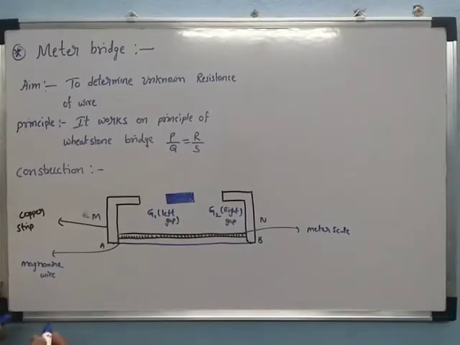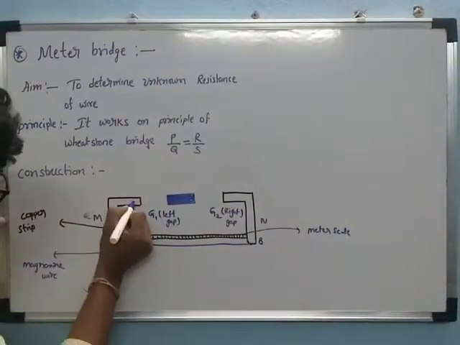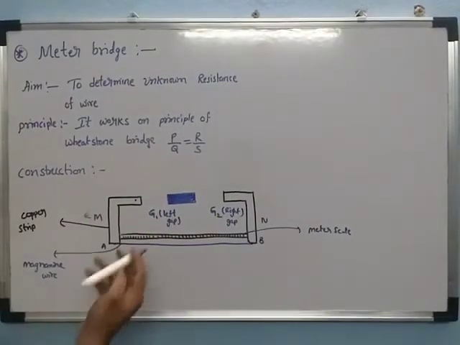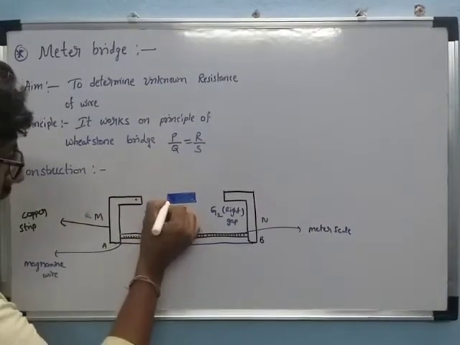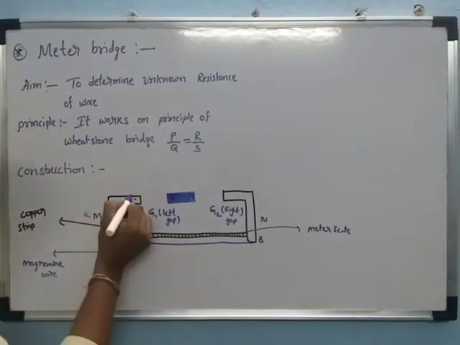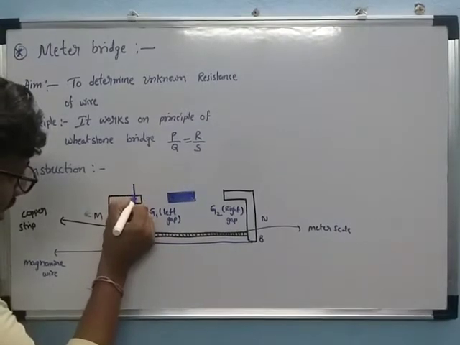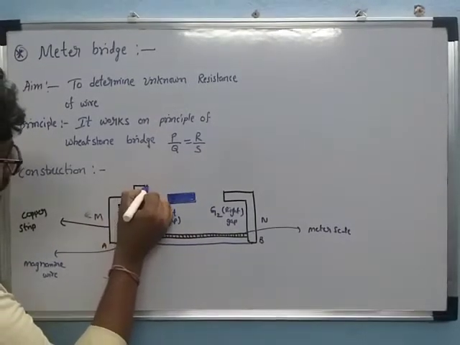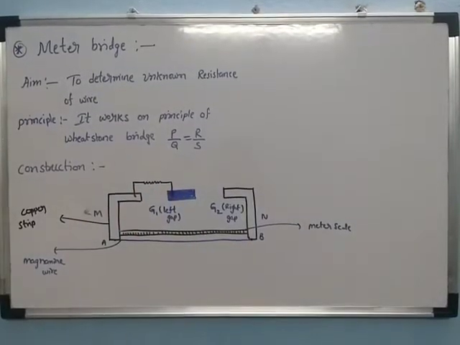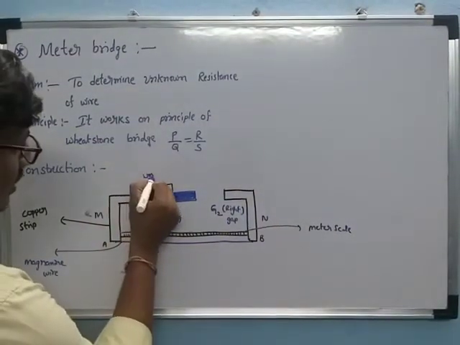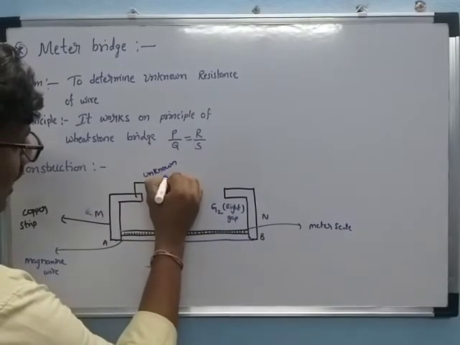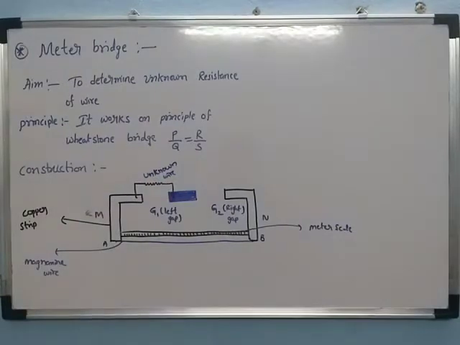In the left gap, we connect the wire whose resistance we want to find out. That is the unknown resistance of the wire, which is connected in the left gap.